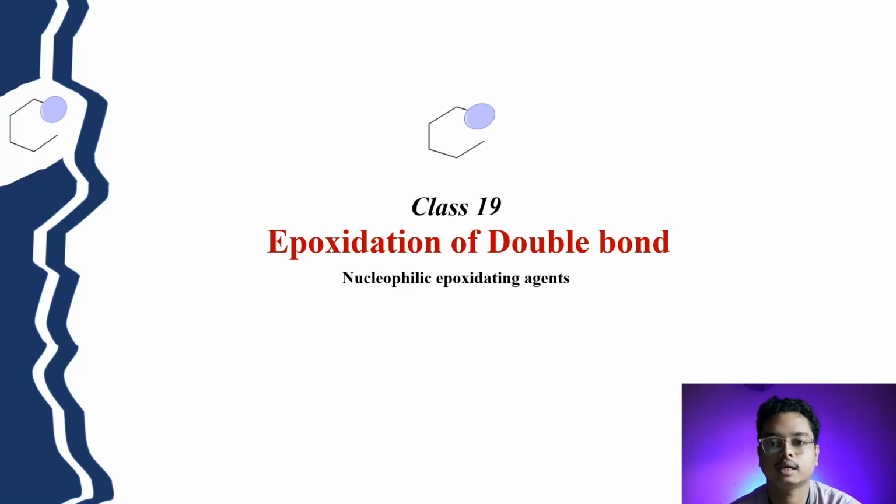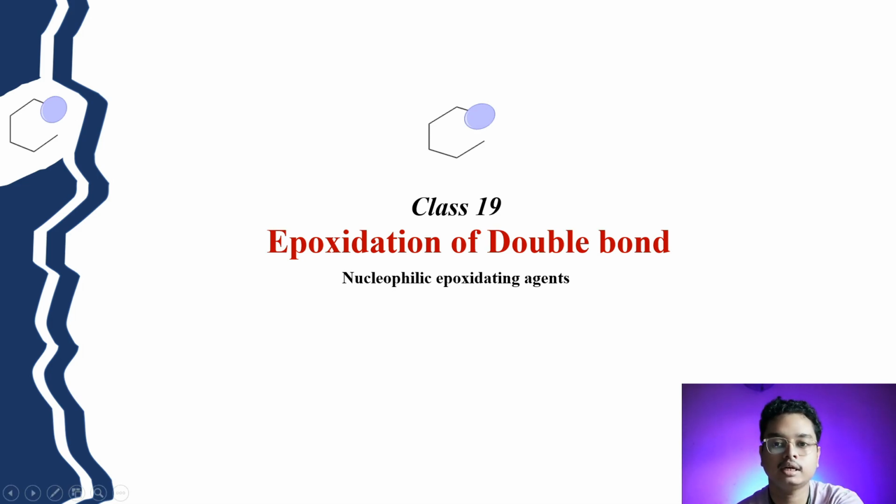So hello everyone, welcome back to another lecture of our reagent chemistry course, and this is class 19. In the previous discussion, we talked about epoxidation using MCPBA and other per acid based reagents. Today we are talking about the epoxidation of double bonds, especially the nucleophilic epoxidizing agents.